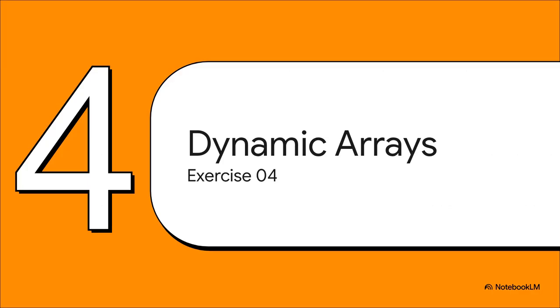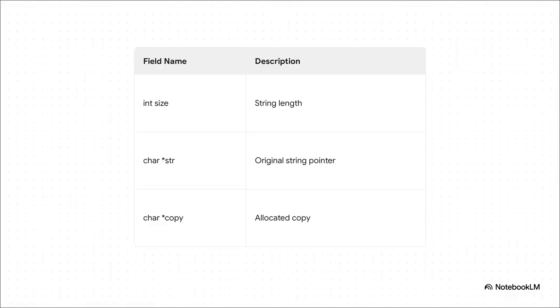Section 4, the boss, dynamic arrays in exercise 04. Okay, take a deep breath, class, because exercise 04 is our boss fight for this explainer: dynamically allocating an array of structures using malloc. You're going to be working with a new structure called s_stock_str. You need to take standard string arguments, like what you get straight from the command line, and transform each one into this exact structure.